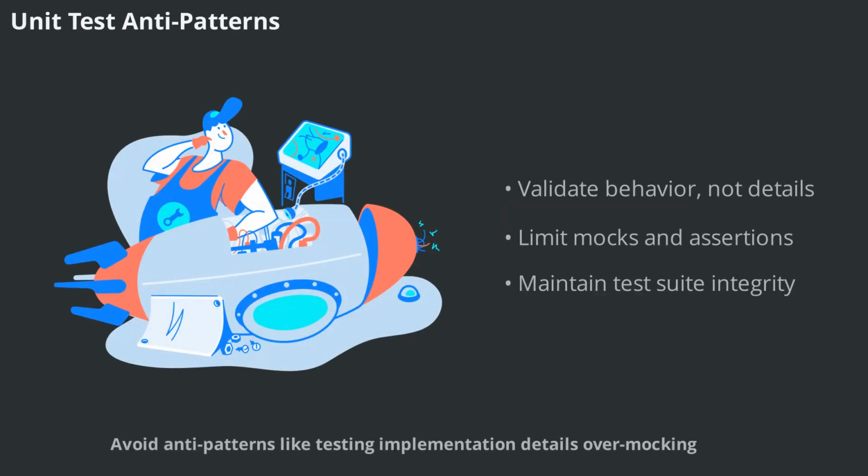Avoid anti-patterns like testing implementation details, overmocking, too many assertions, and ignoring test failures. Focus on validating behavior through public interfaces, use real objects for simple dependencies, limit assertions per test, and maintain test suite integrity for reliable results.